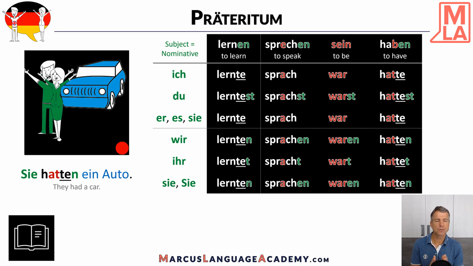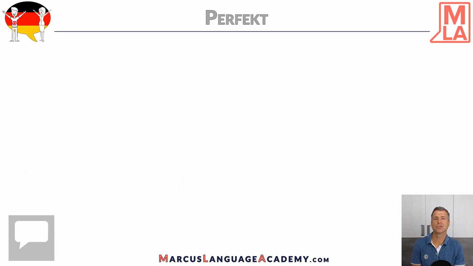So that's important because the verbs to be and to have are quite important, and we always use them in Präteritum when we speak. Okay, so let's jump to Perfekt. In Perfekt we actually use all verbs when we talk, except the verb to be, the verb to have, and the modal verbs.